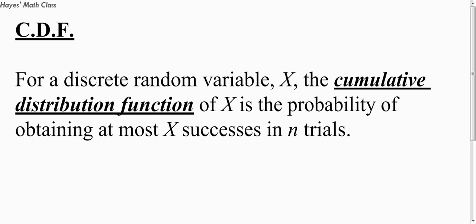For a discrete random variable x, a cumulative distribution function of x is the probability of obtaining at most x successes in n trials. So what this looks like is, this is where you start saying, okay, what's the probability of x being less than or equal to a number? I'm going to need to draw in the little line.